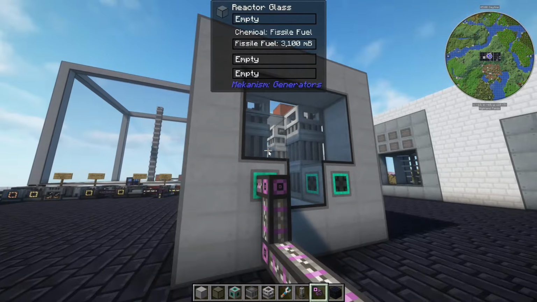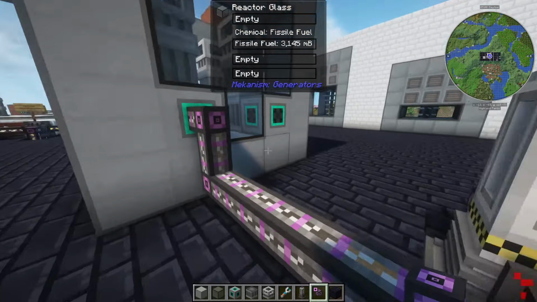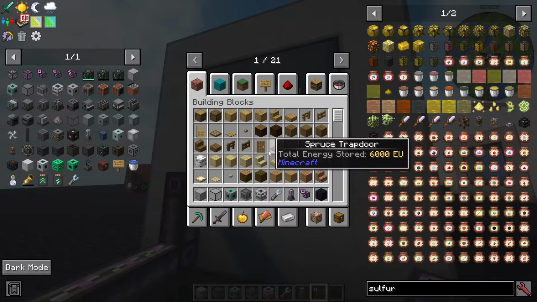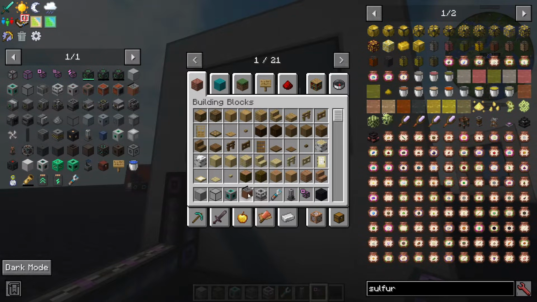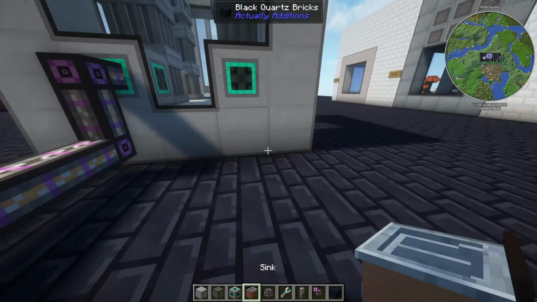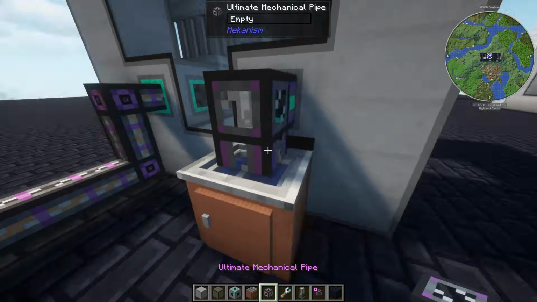Now, before we actually start the reactor by pressing this button here, we're going to make sure it has coolant in it. And that's where our sink comes in. So let's just go ahead and grab a sink, and let's grab a mechanical pipe and just place that right there. Mechanical pipe right on top.